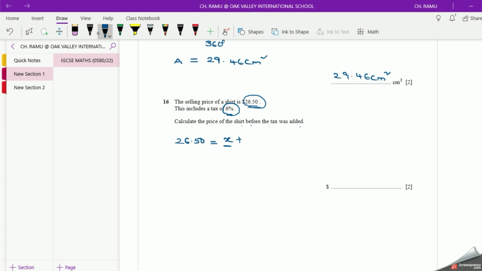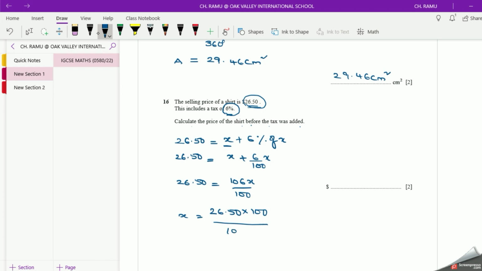Initial, that means before the tax, X. How much has he given? 6% of X, that is 6 by 100 X. So 26.50 equals X plus 6 by 100 X, that is 26.50 equals 106 X by 100. So X is equal to 26.50, division becomes multiplication, times 100 divided by 106.